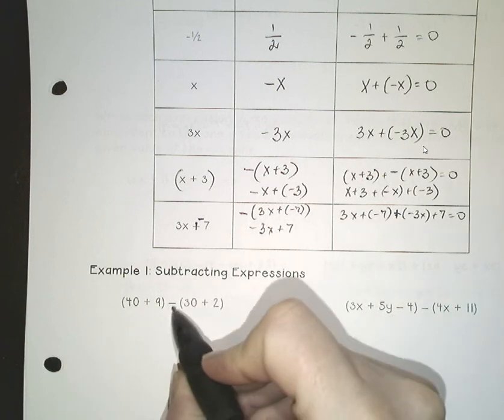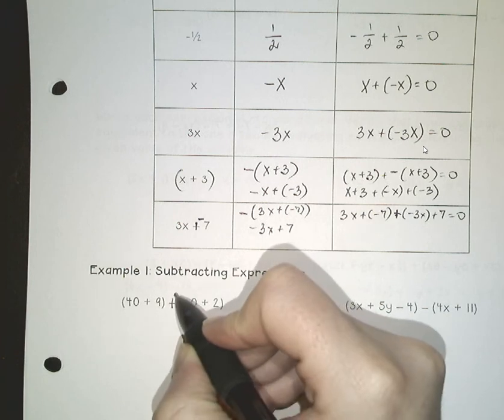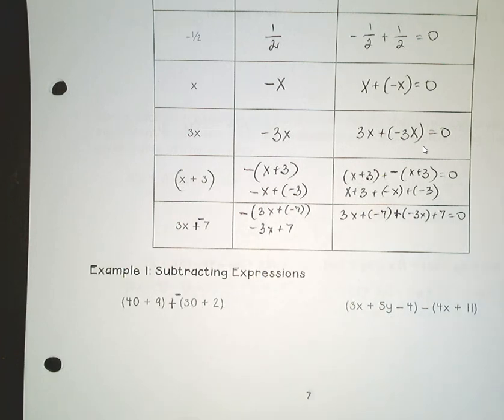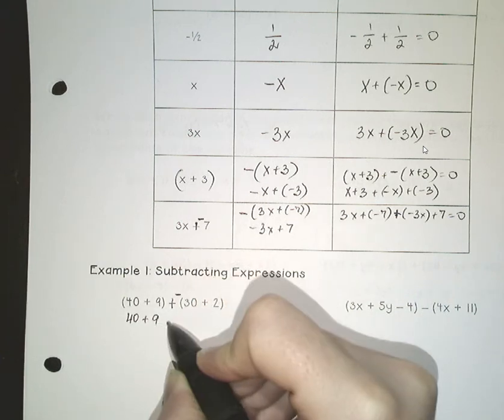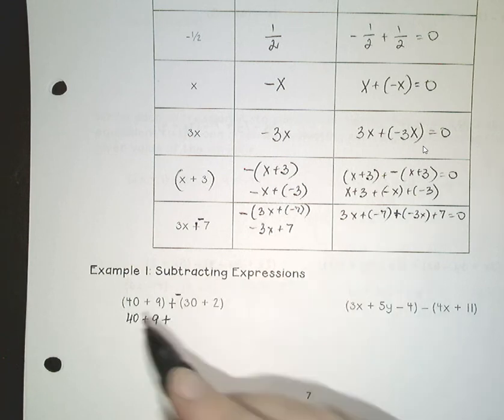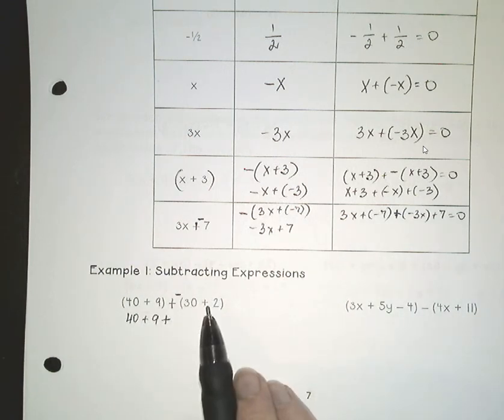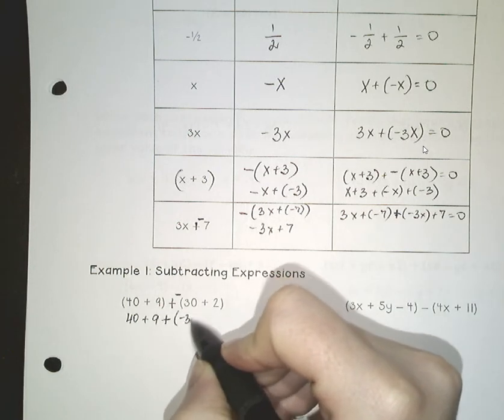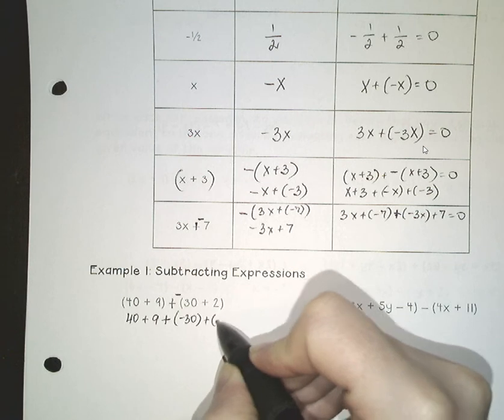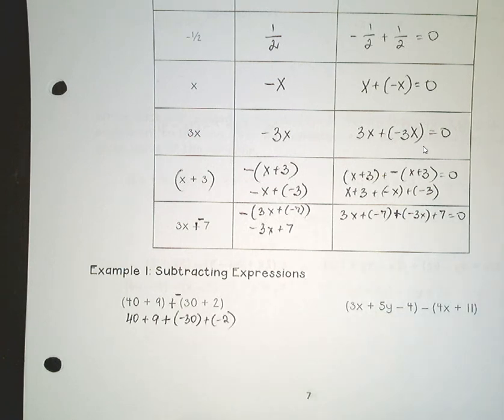So when I see subtraction, I always add the opposite, right? Plus the opposite. So here I have 40 plus 9 plus. Now the opposite of the sum is the sum of the opposites. So I'm changing now both of my terms here into their opposites. And it will be negative 30 and negative 2. I got 4 terms separated by the plus sign.